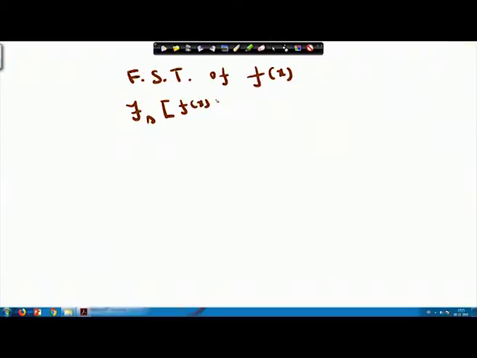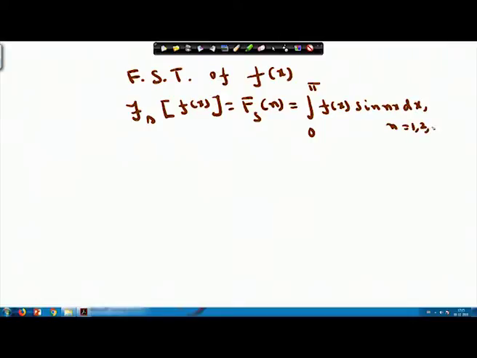f s of n, I am defining, equals integral from 0 to pi of f x sin n x dx, where n varies 1, 2, 3 like this way. So, this is equation 5.